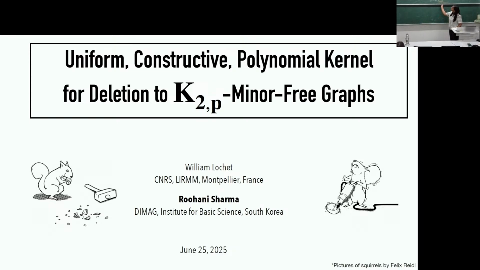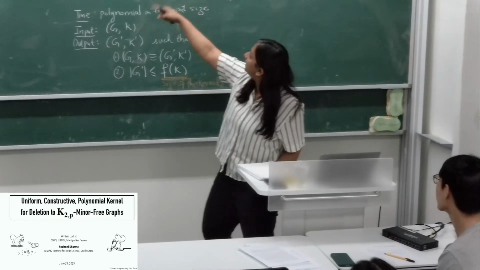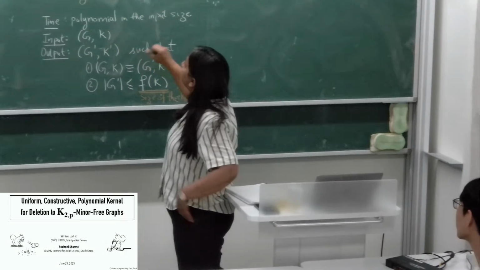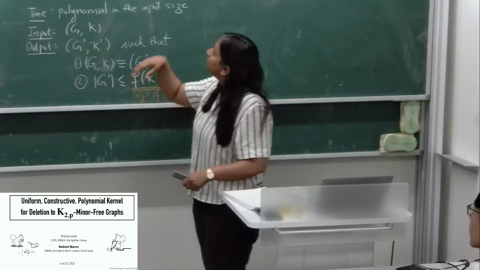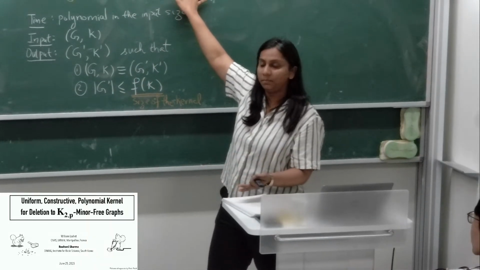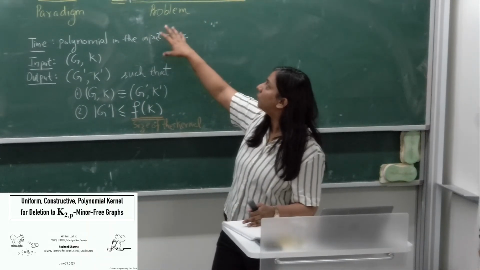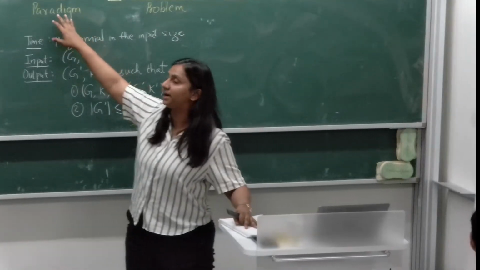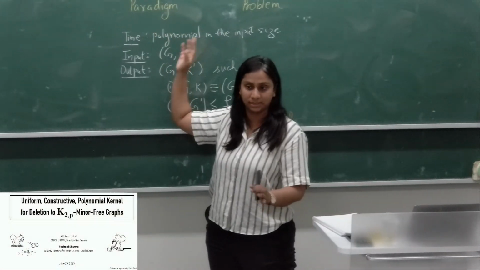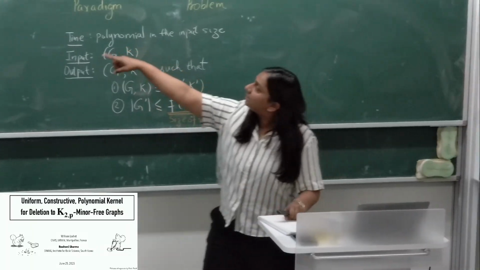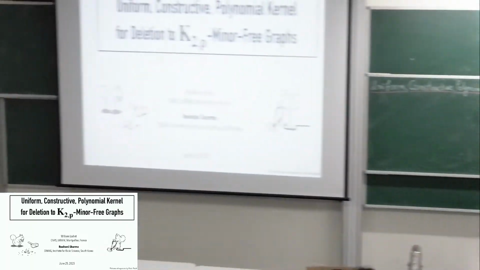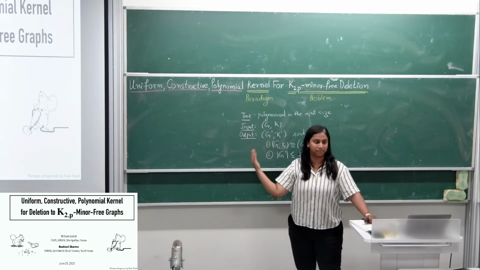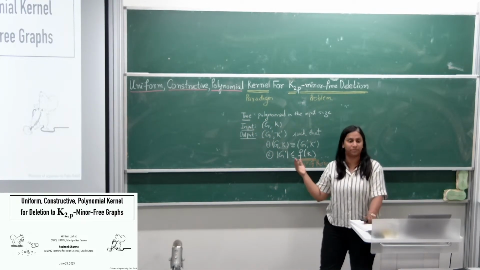So in particular, there are two things in yellow. These are the main parts of the talk. So the talk is about a problem. I'll define what this problem is. It's K2P minor free deletion, and we will be discussing this problem in a paradigm, the paradigm of kernelization. I'll explain what this is. And then the things in red, these are mostly adjectives for the kind of kernelization that we'll be doing, and we'll be understanding all these three terms during, for example, the first half of the talk.